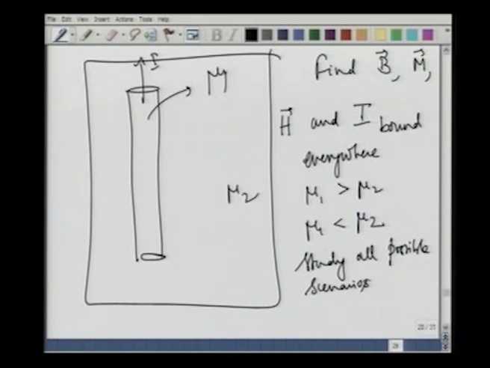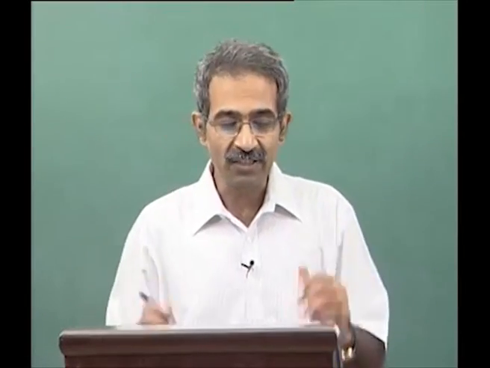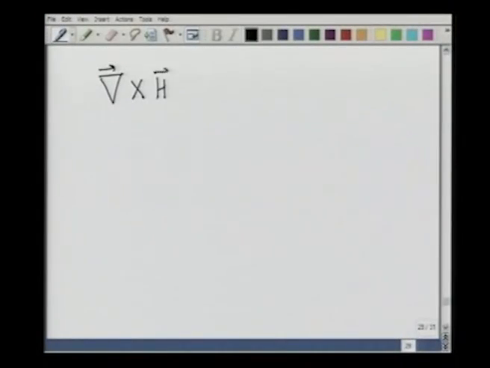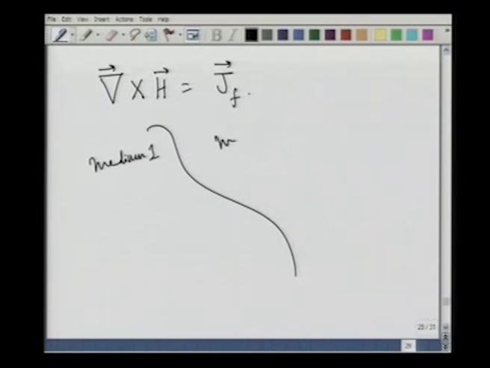Now let me return to my old problem of writing down the boundary condition for H. Let me come back to this equation: curl H is equal to J free, and for my purposes it will be J external. Let me make a picture again. I have my medium 1, I have my medium 2. Now I am imagining that there is a free current somewhere here. Typically medium 2 you can take as free space, vacuum or air, and this can be taken to be some magnetic material.